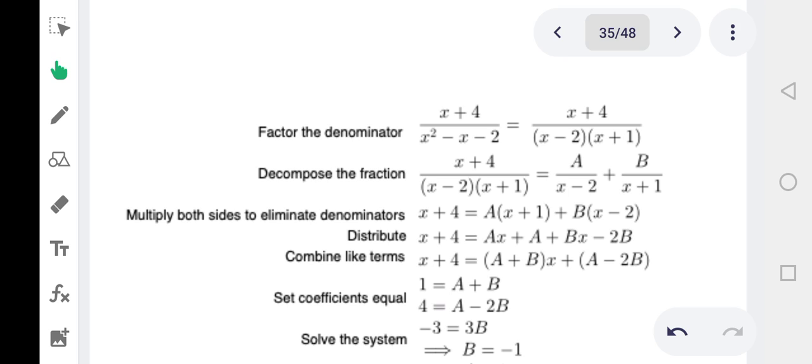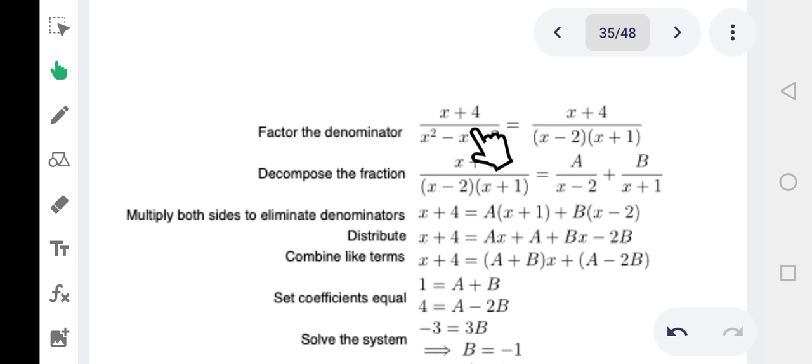So this example that we have here is saying x plus 4 divided by x squared minus x minus 2. The first thing that you have to do is to factor the denominator and see if it is giving you linear factors, quadratic factors, or repeated factors. So that's the first thing. We are going to factorize this denominator.